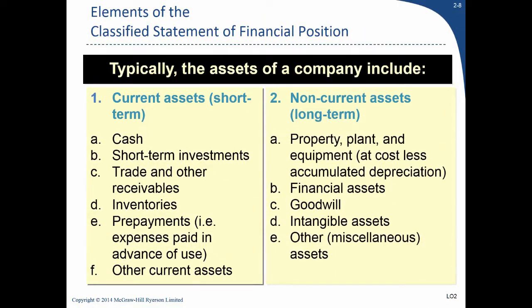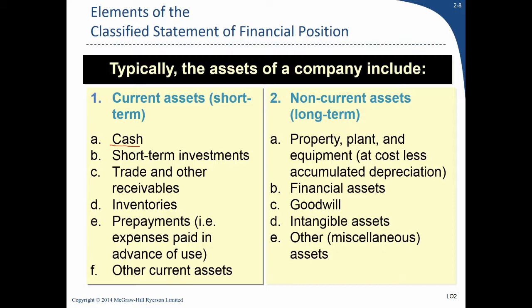Here's some examples. So current assets or short-term assets, cash, of course. Cash is as short-term as they come. Short-term investments. If we're a company like Apple and we have a lot of cash sitting in the bank, we might want to reinvest it. We can put it into the stock market. We can lend it to other companies for short periods of time. We don't want this cash tied up for a long period of time.